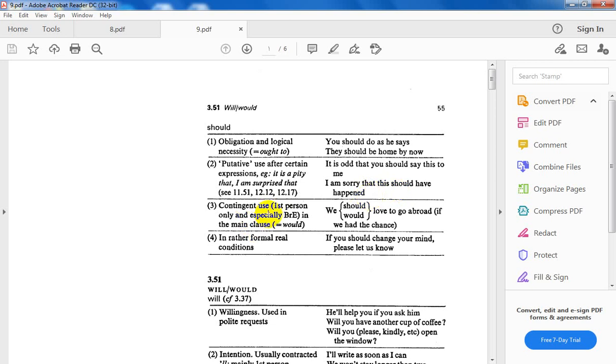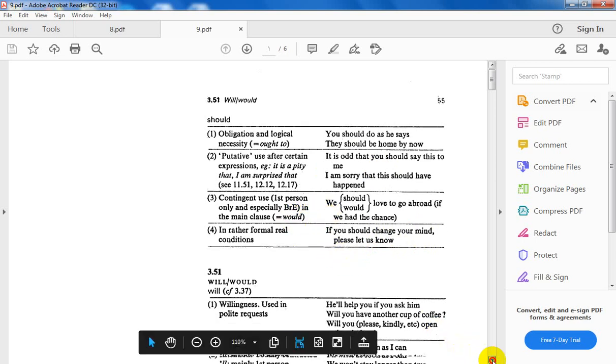Contingent, this is the case of the conditional if. Say what? We would love to go abroad if we had the chance. In a rather formal, real condition. This is something formal and a real condition. If you should change your mind, please let us know. These are the four uses of should.